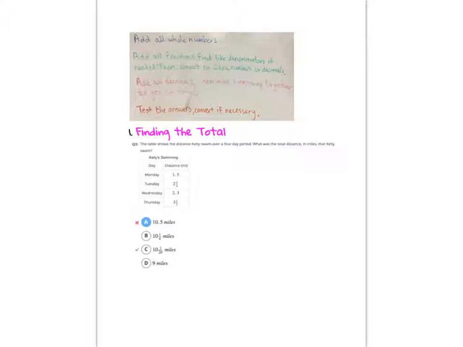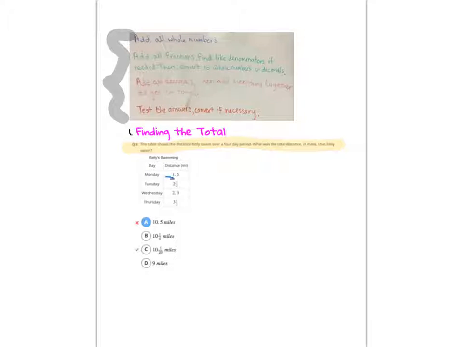All right, so the table shows the distance that Callie swam over a 4-day period. And we want to know what was the total distance in miles that Callie swam. So this is going to be a 4-step process. Starting from the top, the first thing you have to do is add all whole numbers. Okay, so let's go into the table and add those whole numbers.